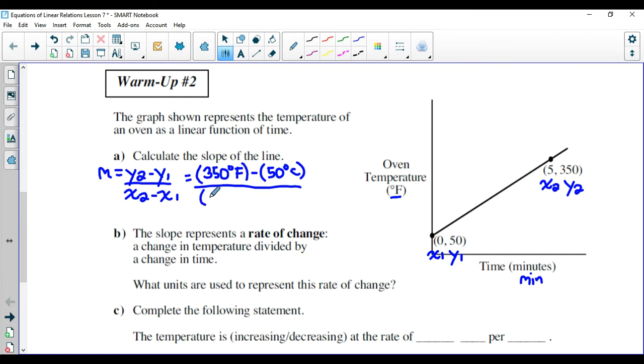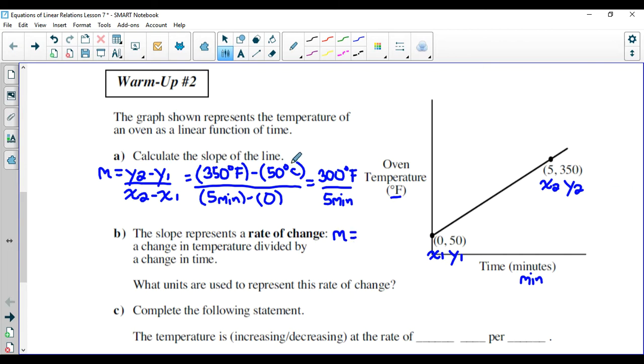And then we divide this all by x2, which is 5 minutes, minus x1, which is 0. If a quantity is 0, you don't actually have to put the units beside it. So this would give me 350 minus 50, which is 300 degrees Fahrenheit. And then we divide this by 5 minutes.